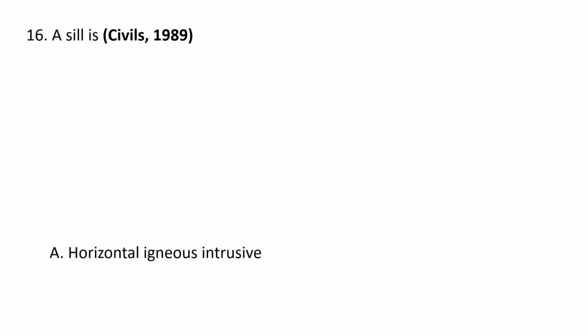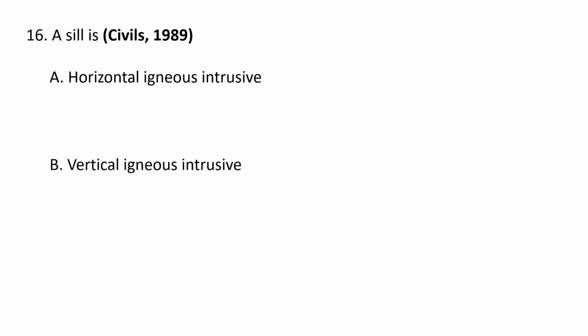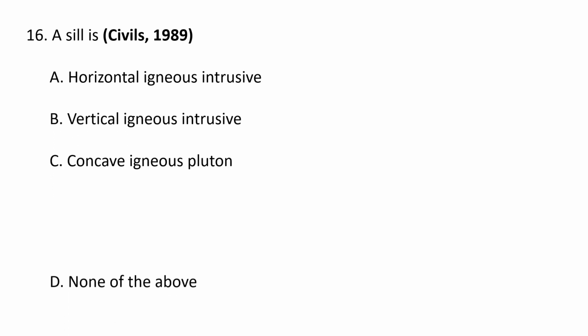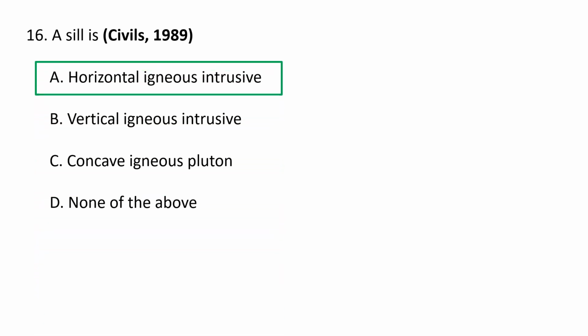Next question. A sill is a very simple and straightforward question. A. Horizontal igneous intrusive. B. Vertical igneous intrusive. C. Concave igneous pluton. D. None of the above. Sill is a horizontal igneous intrusive. Sills are formed when magma intrudes between the rock layers, forming a horizontal or gently dipping sheet of igneous rock. So A. Horizontal igneous intrusive is the correct answer.